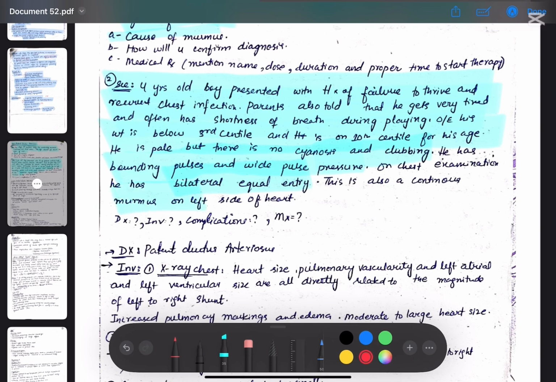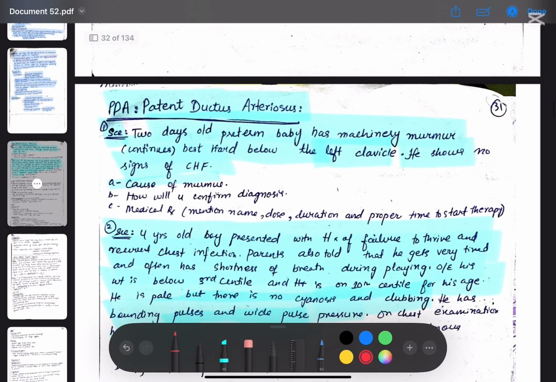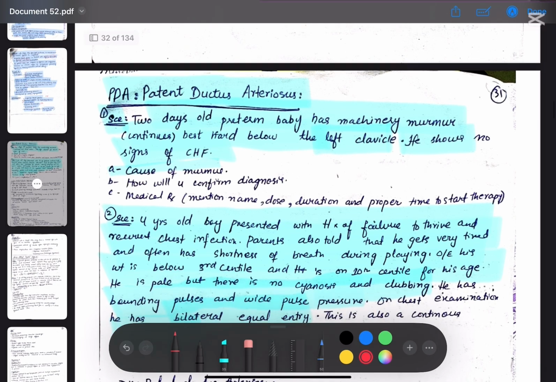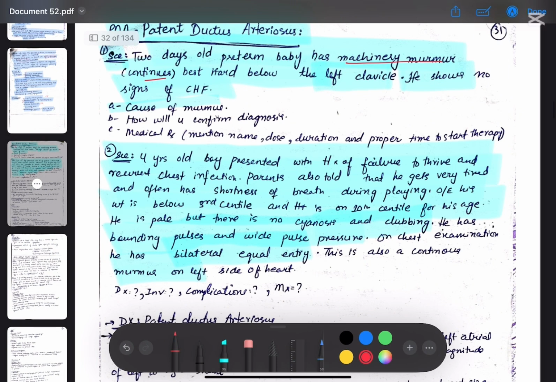Okay, so in this scenario, it is obvious that the clinical features of patent ductus arteriosus are the machinery murmur, failure to thrive and recurrent chest infections, and the patient also gets very tired while playing and has shortness of breath. The weight is below the third centile and height is below the 10th centile, and there is no cyanosis and clubbing. So if there is no cyanosis and clubbing, the murmur is present, and there is failure to thrive and decreased growth, then this is PDA.